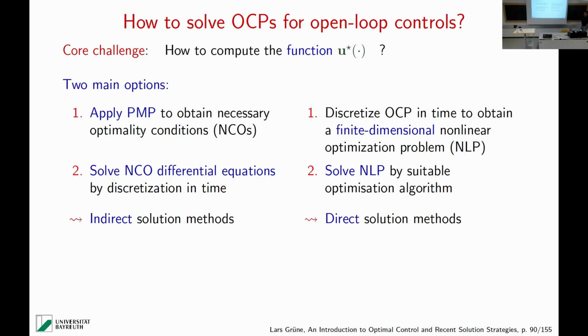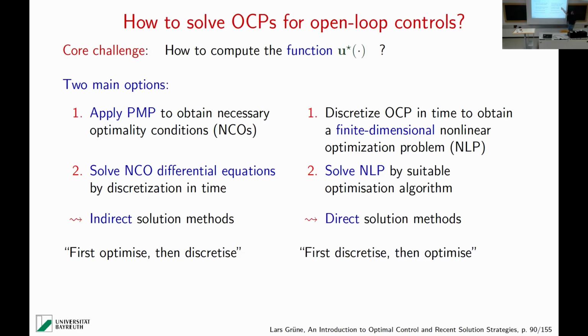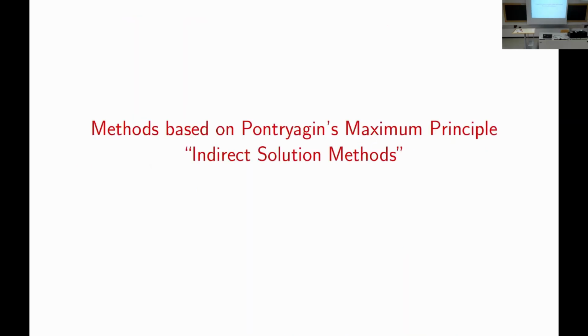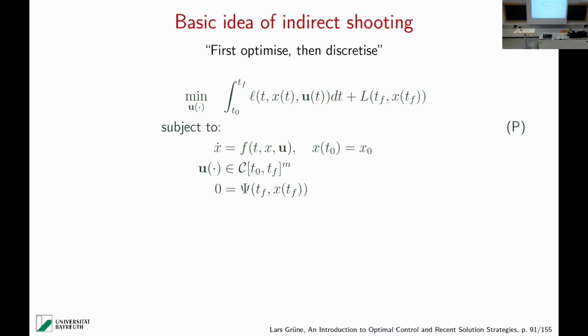There are also two other phrases for these two methods. You would usually call the first one optimize then discretize, because you first solve the optimal control problem abstractly and then you discretize. The other is called first discretize and then optimize. You first discretize to get a finite dimensional problem and then use an optimization algorithm. Now we'll quickly go through the main idea of the method on both sides and what the advantages and disadvantages are. So let's go for methods based on the maximum or minimum principle, the so-called indirect solution method, the first optimize then discretize approach.